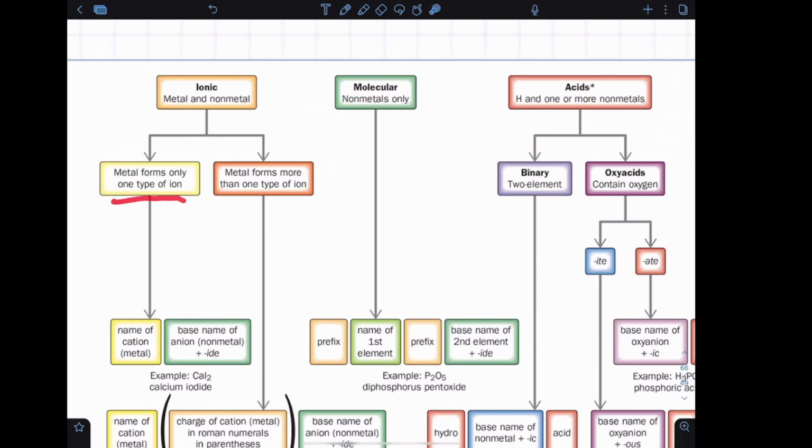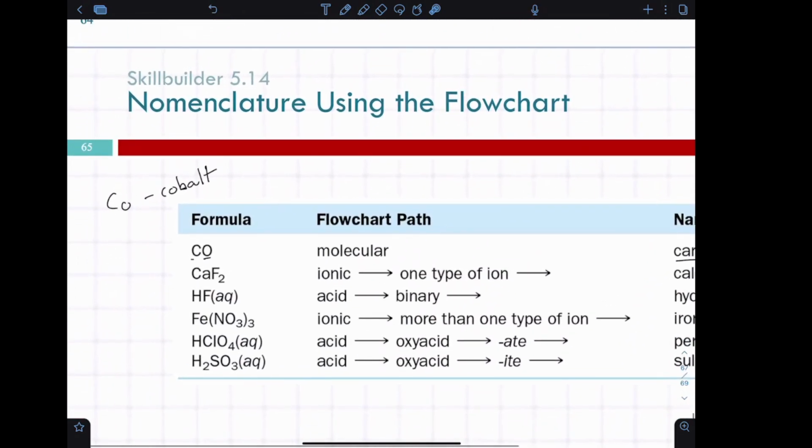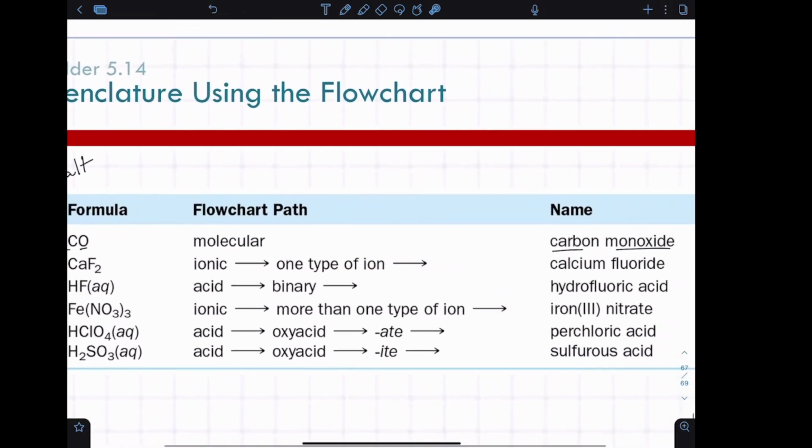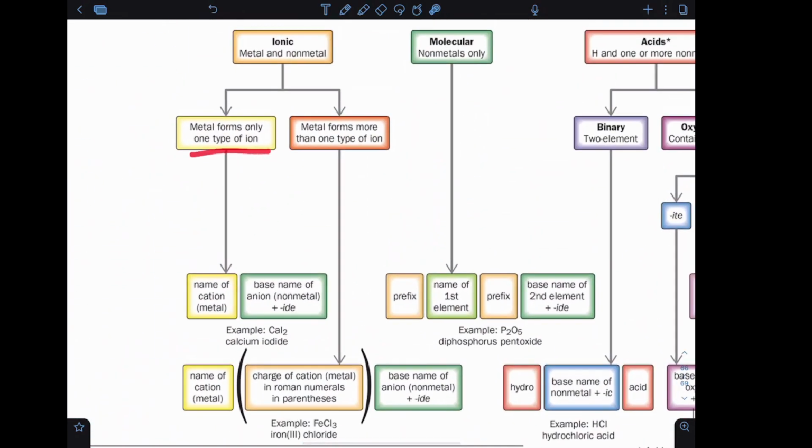Now we need to determine, okay, does the metal form only one type of ion, or more than one type of ion? And again, this is why I have you guys memorize all those elements and their charges. Those are all the elements that form single charges, or one type of ion. So calcium only forms one type of ion. That's also here in this list. So we'd go back and say, okay, only one type of ion, so it's the name of the cation, plus the base name of the anion, and we change the ending to IDE.